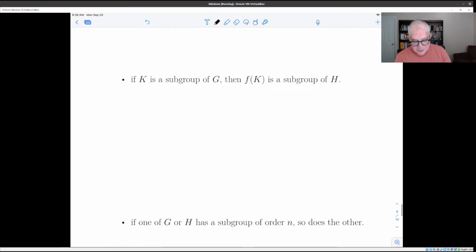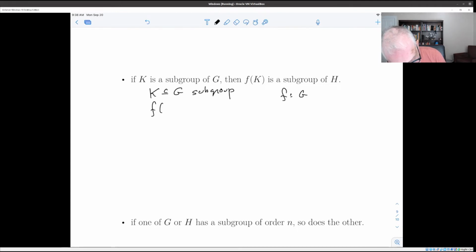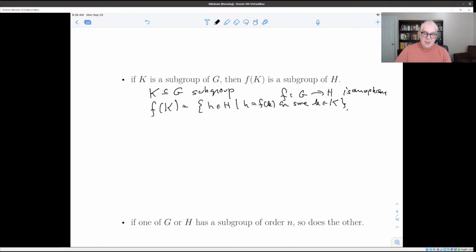If you have a subgroup of a group, if K contained in G is a subgroup, and you take F of K, where F is an isomorphism from G to H, then F of K, which is the collection of h in H so that h equals F of k for some k in K, is also a subgroup. So the subgroups get carried from one to the other. And to show this, how do we check that F of K is a subgroup?